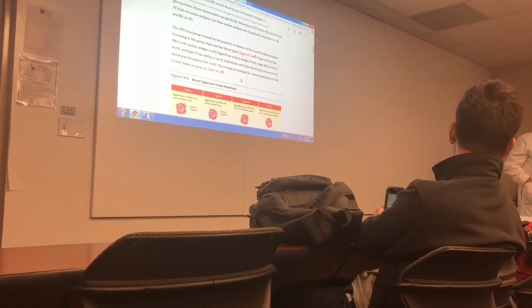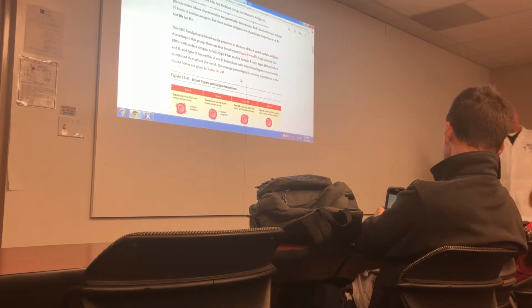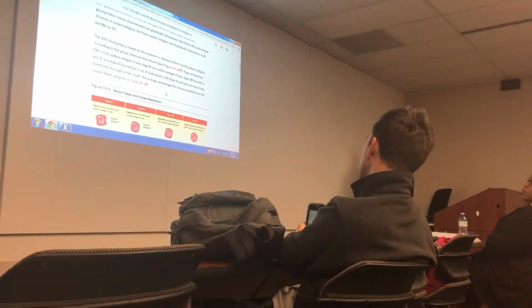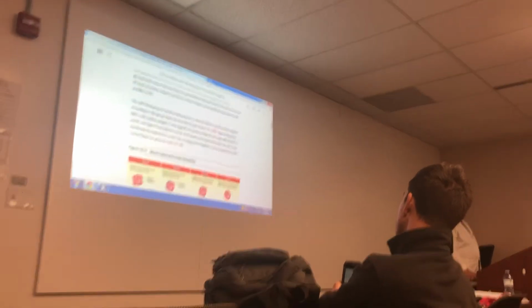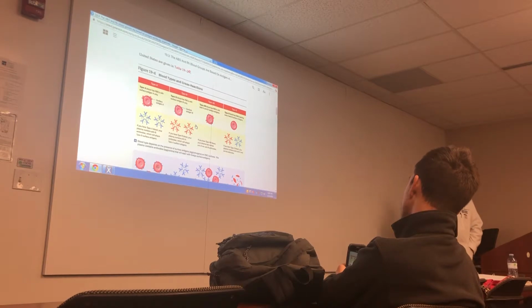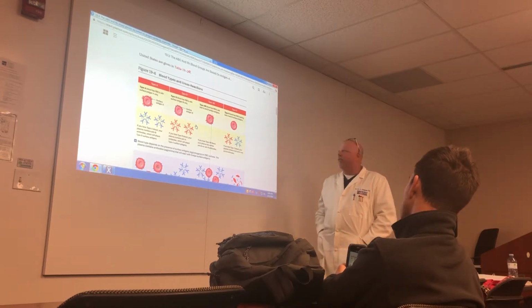They have A and B antigens, but they have no antibodies. Yes, AB blood has both the A and B antigens, but no antibodies. That's right. So if you have type A blood, then you'll have what type of antibody? B. If you have type B blood, then you'll have type A antibodies.